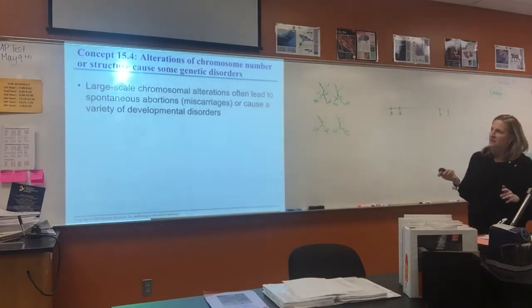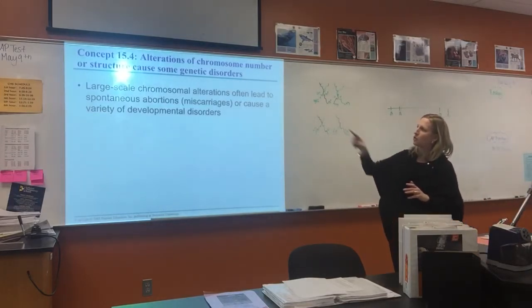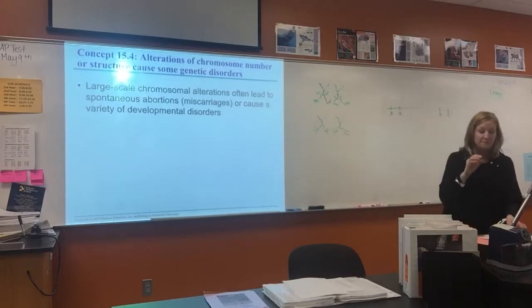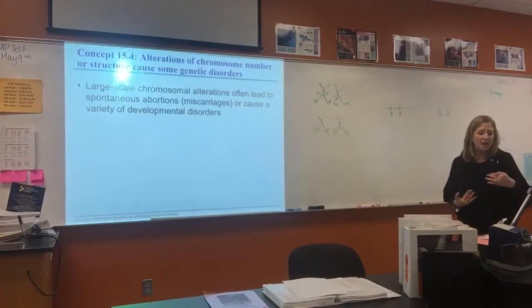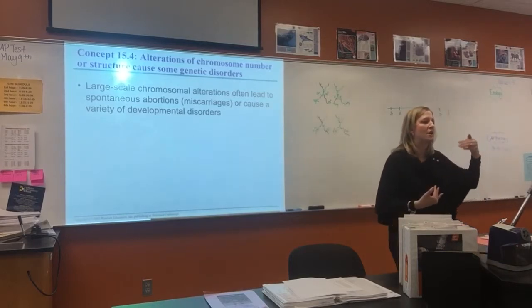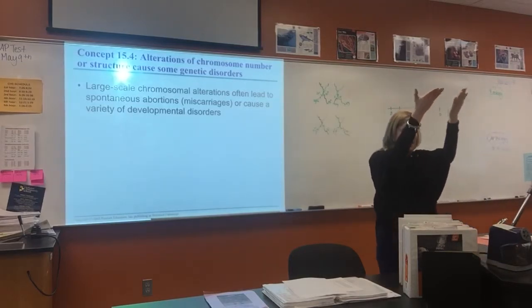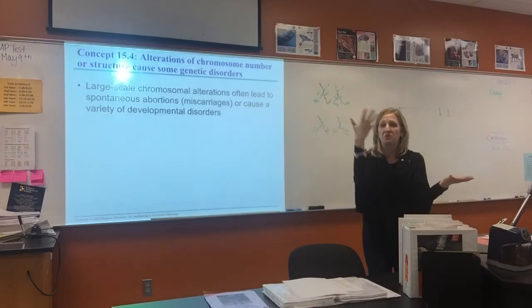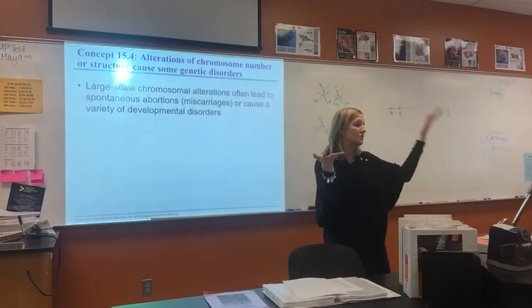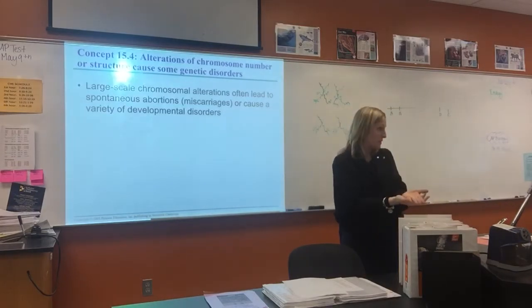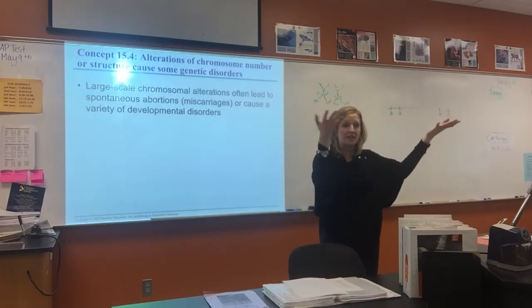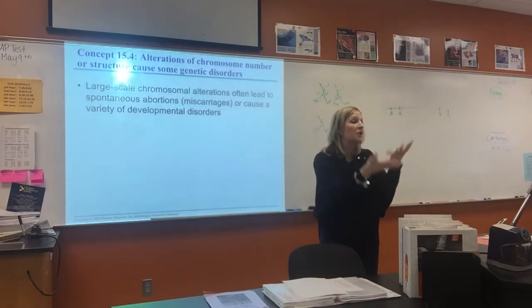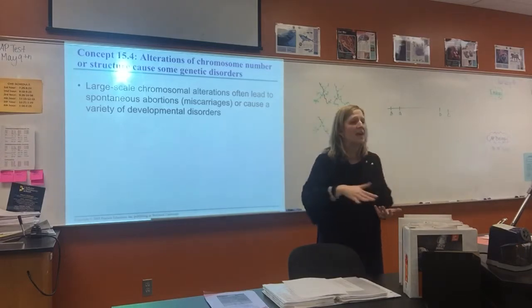So what happens is these large-scale chromosomal alterations often lead to spontaneous abortions or miscarriages. I talked about this a little bit when we talked about meiosis. When we go through meiosis, we're supposed to reduce the chromosome number. So eggs have 23 chromosomes, sperm have 23 chromosomes, baby will have 46. If we didn't reduce the chromosome number, you'd have 46 and 46 in egg and sperm. You'd have a baby with 92 chromosomes. That's what we're talking about.